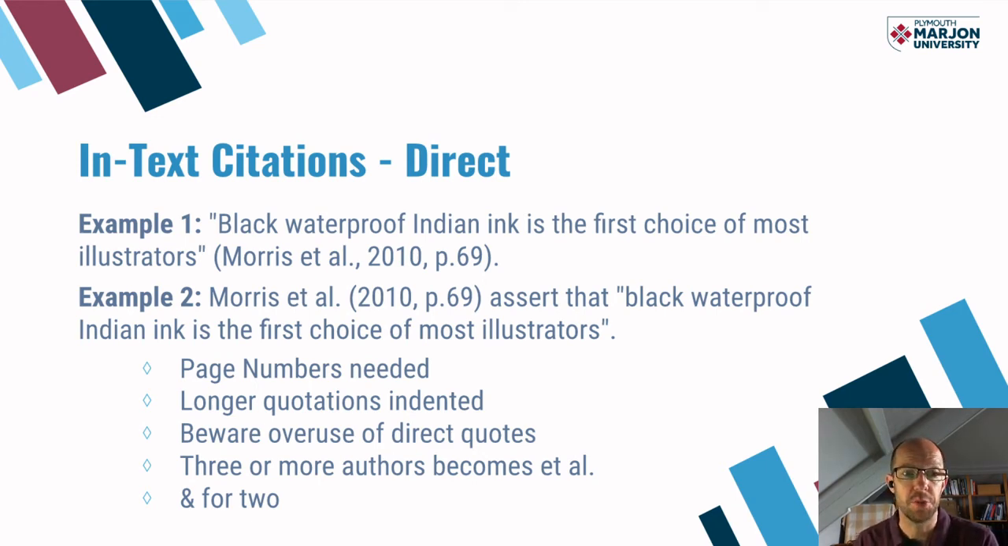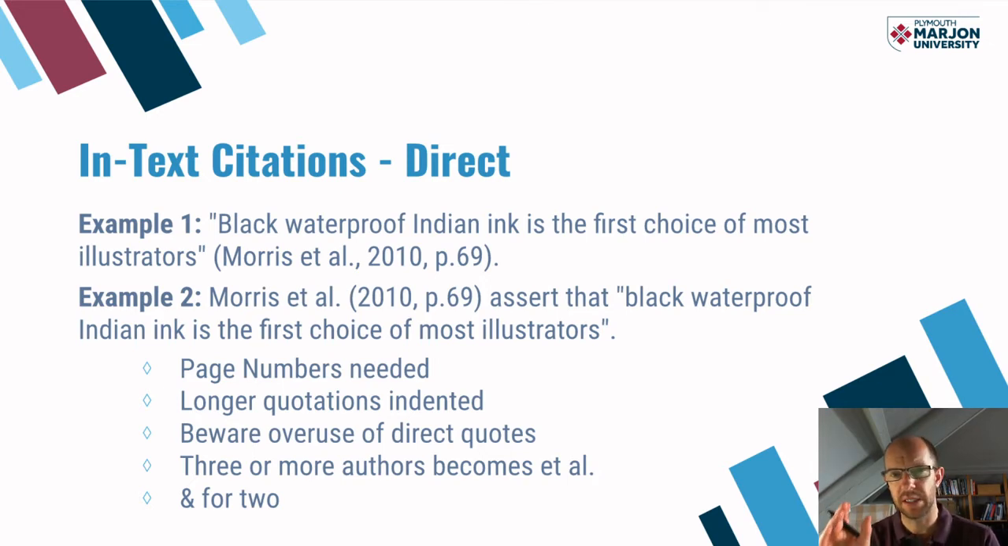You can see here two examples. So black waterproof Indian ink is the first choice of most illustrators. That was by Morris et al. So that would be three or more authors. There's a date, and then crucially there is the page number. So when we use direct quotes, we need to use the page number that it's come from. There's a slightly different version in the next line, which uses the author's name in the text, so it's therefore not in parentheses, but apart from that it's broadly speaking the same. So page numbers are needed.